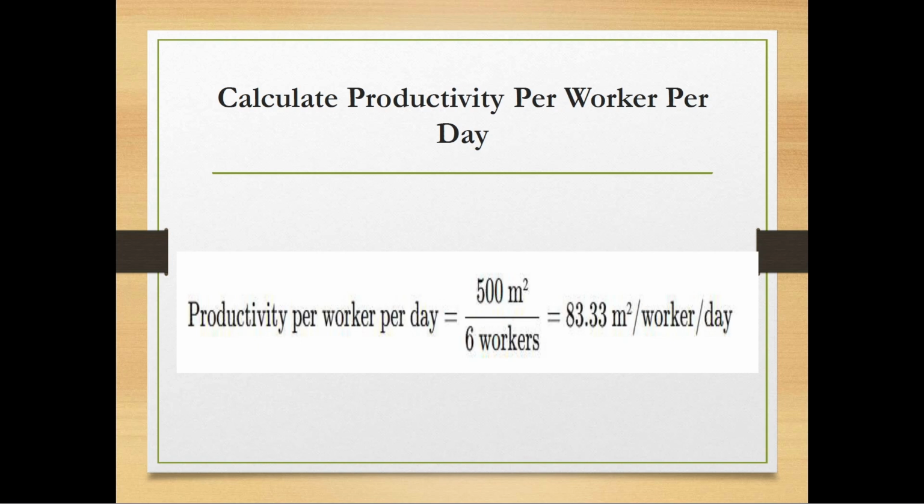Then we calculate productivity per worker per day. Same quantity 500 meters square divided by 6 crew workers gives us 83.33 meters square per worker per day productivity.